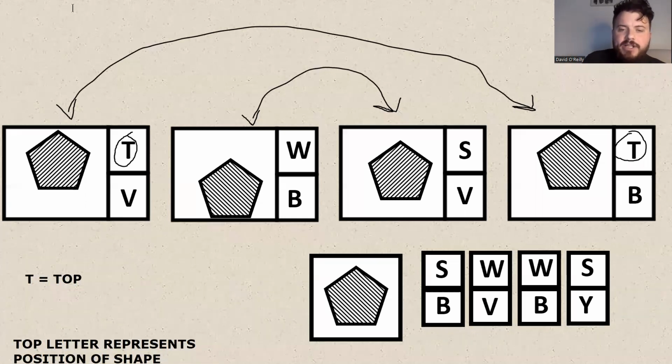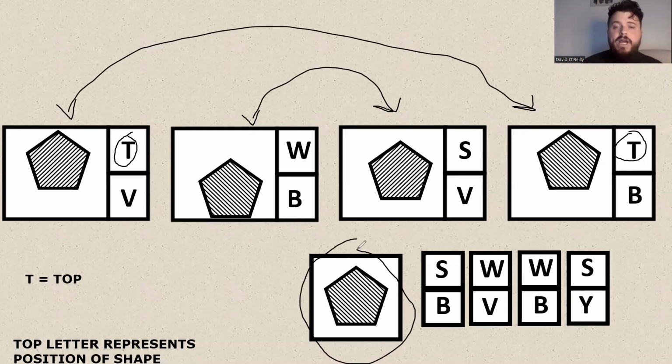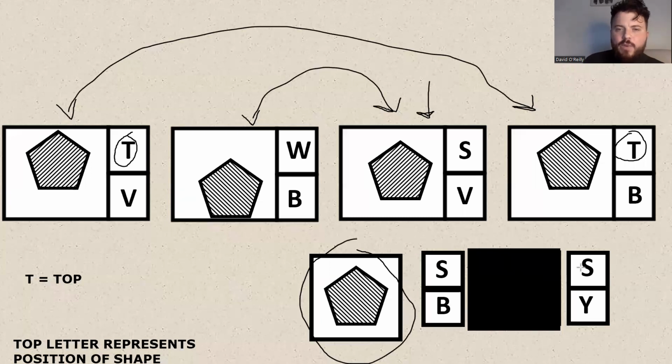So let's have a look at our question down here. Can you see that the shape is not at the top, but it's also not at the bottom? It's bang in the middle. So we need to go back to the question here and find the object which is bang in the middle, and then we're going to be able to work out the code. And you can see it's right here. The shape is in the middle. Let's look at the top letter. The top letter is S. So this object at the bottom must have S at the top. So we can get rid of the middle two options here, and we're left with SB and SY.